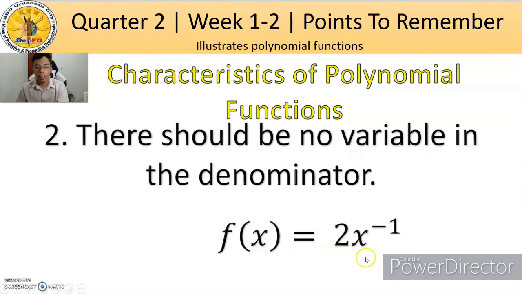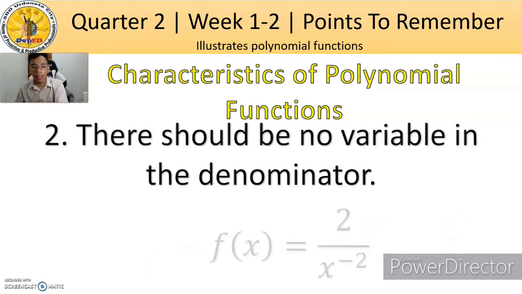So in this example, we have a negative exponent. Remember that in your laws of exponent, we can have this negative exponent be positive if we are going to transfer it from the numerator to the denominator, and vice versa. If you have a negative exponent for the variable in the denominator, you can transfer it to the numerator. So this 2x raised to negative 1 is just equal to 2 over x, which eliminates it from consideration in being a polynomial function for characteristic number 2.